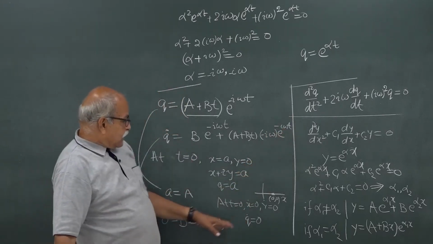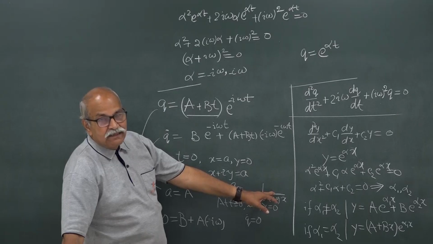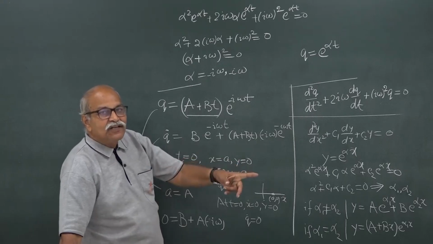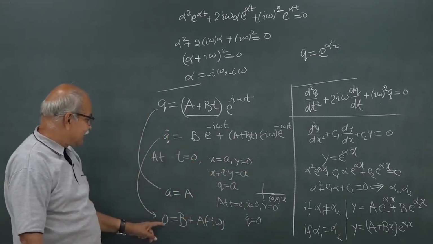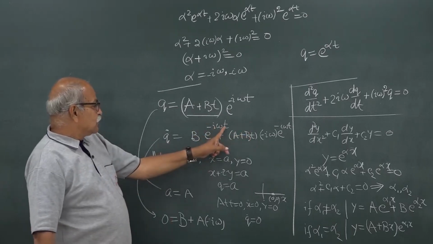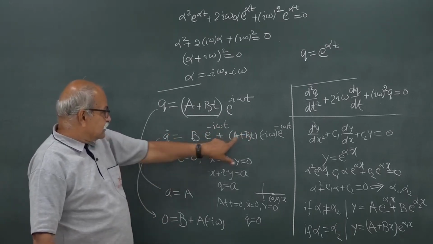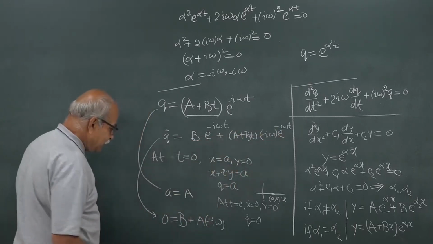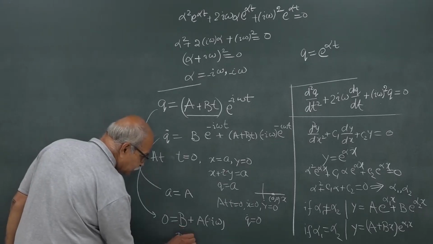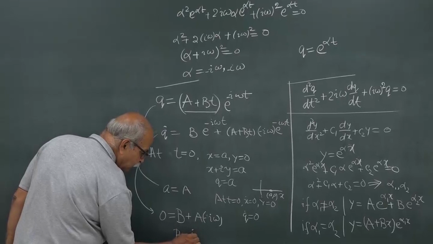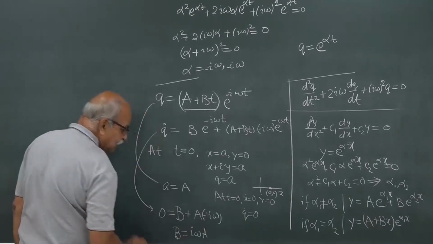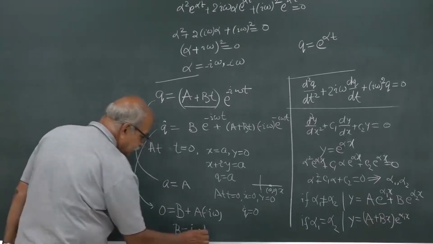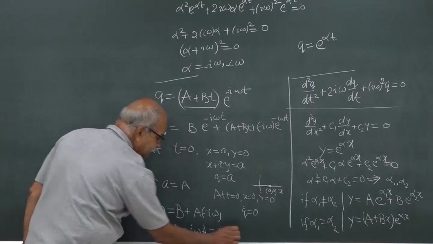So, once again at t equal to 0, no speed. So, x dot is 0, y dot is 0. So, q dot, which is x dot plus i y dot, is 0. So, that is why this is 0 here, and here t equal to 0, this is 1. So, capital B plus t equal to 0, this is capital A, this is 1. So, it is minus i omega, and this tells me that B is equal to i omega A. So, B is equal to i omega A. I know now what is A and what is B. This is i omega small a.